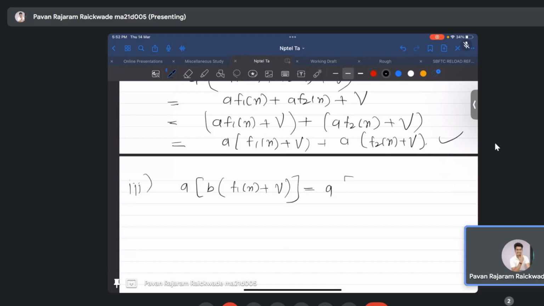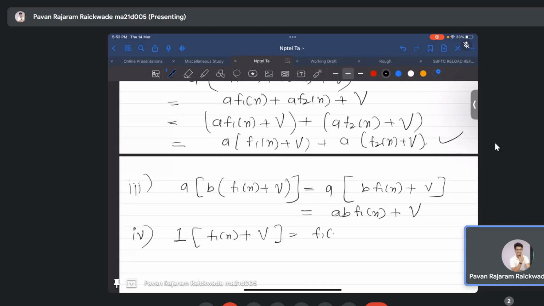This is a times b f(x) plus b, which is the same as ab f(x) plus b. Okay, so this is also verified. All are natural properties, so it will be easily verified, of course. The last property is 1 times the element has to be the same element. So you get 1 times (f(x) plus V), but this is simply f(x) plus V, right? Because this multiplies with the field element and this is the same.